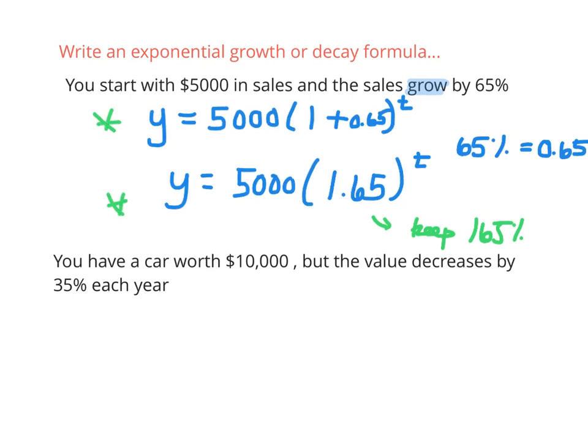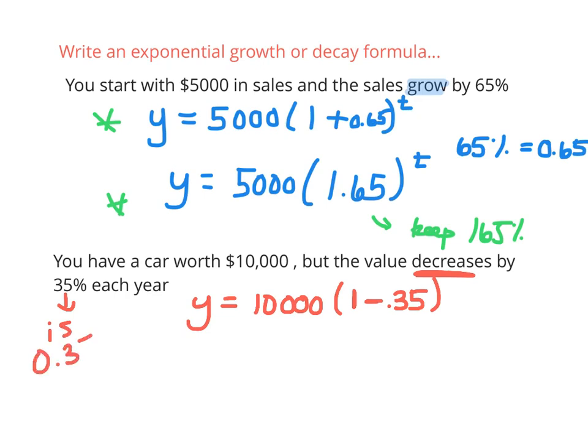In the one below, we have a car that starts at the value of $10,000, but it decreases by 35% each year. So if I decrease, we know this is an exponential decay. So we started with $10,000. And then from 100% of that value, we're going to subtract 35% of that value each year. So 35% as a decimal is 0.35. So you could choose to write it like that, or if you wanted to, 1 minus 0.35 is actually the number 0.65. So either of these would be acceptable.